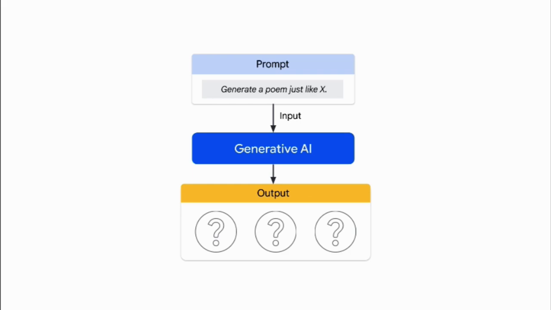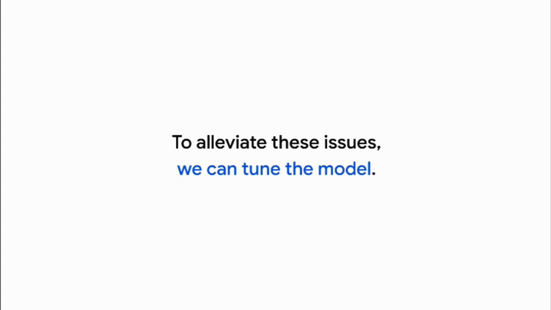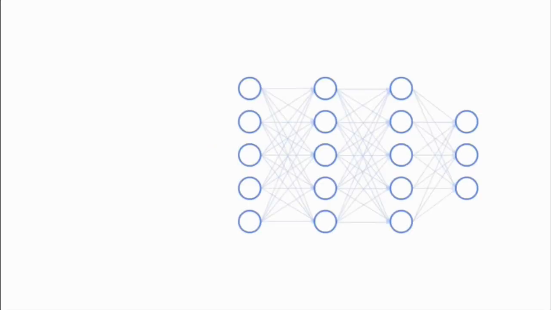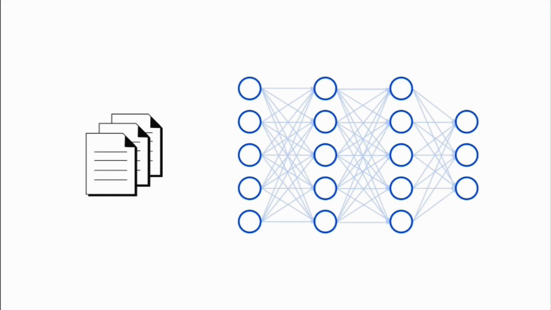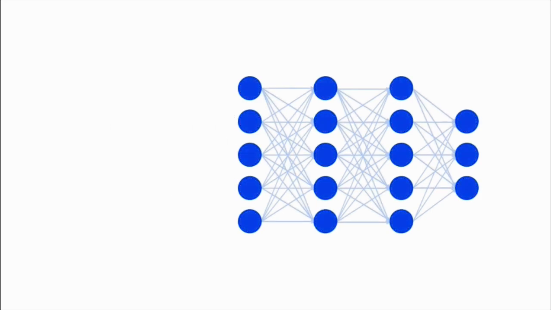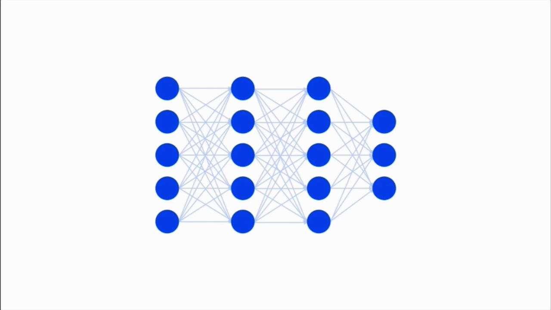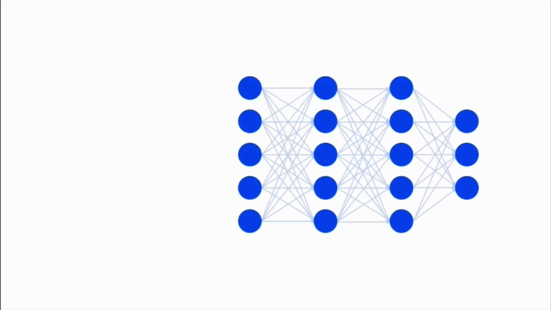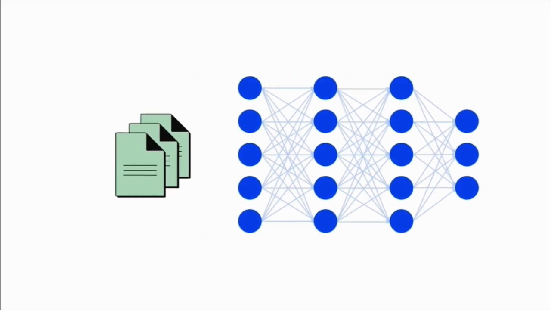Even when you do discover a good prompt for your use case, you might notice the quality of model responses isn't totally consistent. One thing we can do to alleviate these issues is to tune the model. So what's tuning? Well, one version you might be familiar with is fine-tuning. In this scenario, we take a model that was pre-trained on a generic dataset. We make a copy of this model, then using those learned weights as a starting point, we retrain the model on a new domain-specific dataset.